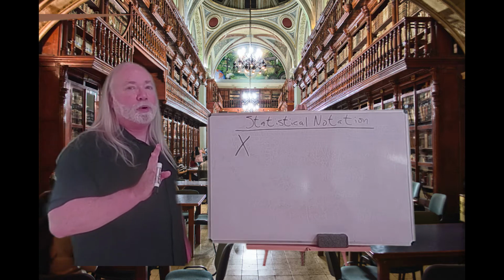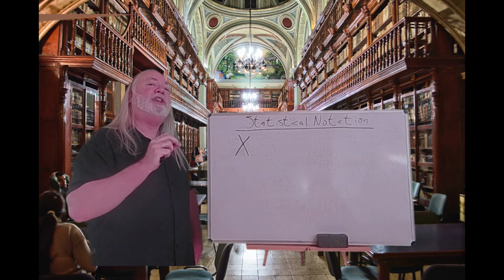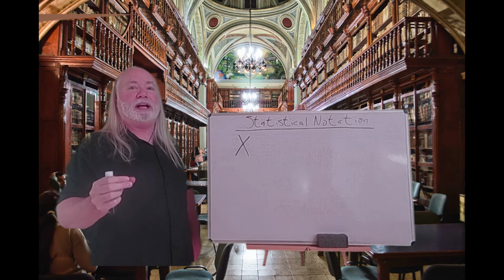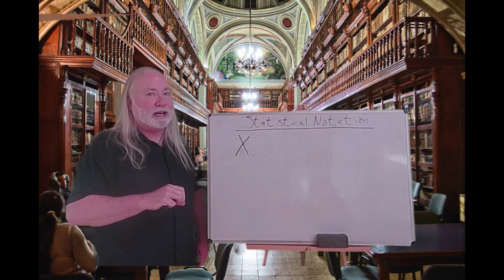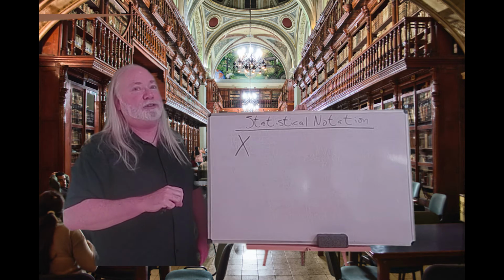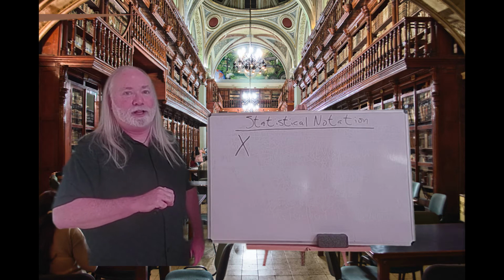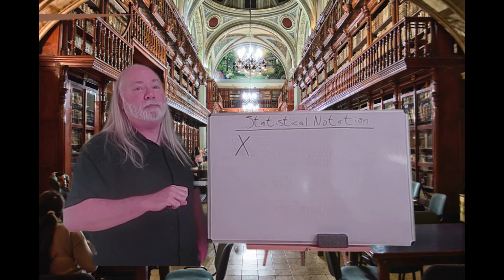Don't say X. I'll talk more about this in a minute. Don't say the name of the symbol. Say what it represents. Because the name of the symbol doesn't mean anything. When it comes to crunch time and you're trying to answer test questions, X doesn't tell you anything. Raw score, that tells you something.